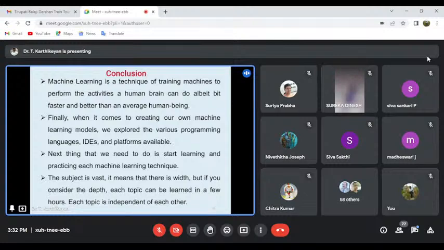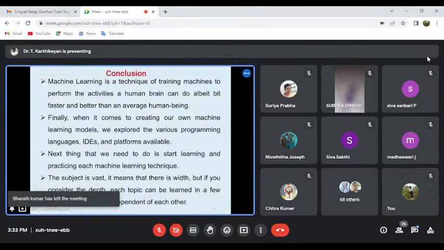If you have a huge data set easily available, then we can use deep learning techniques. Deep learning and deep reinforcement learning are nowadays used for complex applications. We also have seen reinforcement learning and deep reinforcement learning. So finally, when it comes to the development of our own machine learning models, we look at the choices of various development languages, IDEs, and platforms.